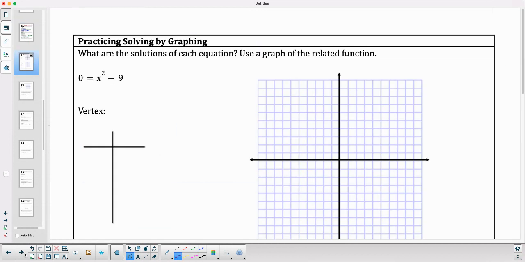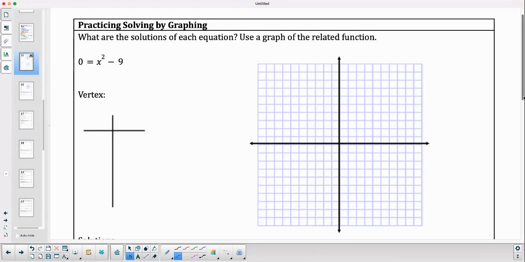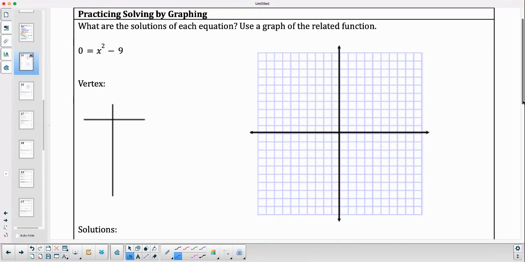So in this graph, first thing we want to do is just graph it, see what the solutions are. Remember you could end up with one answer, two answers, or zero answers for all quadratics. So what are the solutions? Use a graph of the related function. So x squared minus 9. Tomorrow we'll do this a different way that's a lot faster.